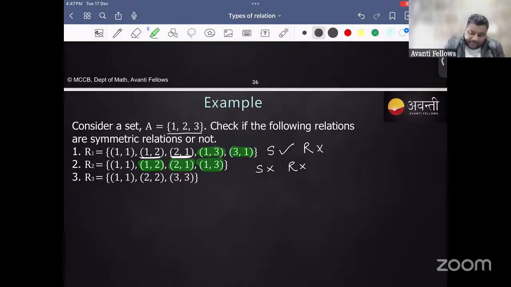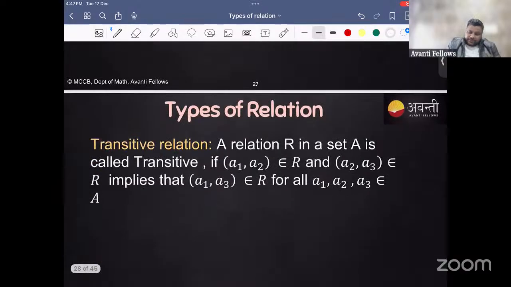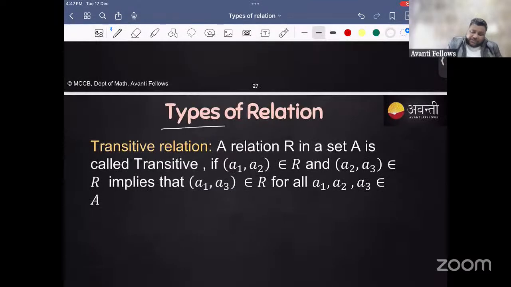Now come to R3. (1, 1), (2, 2), (3, 3) is here. So this relation, since there is no (1, 2), for which I have to find (2, 1), this is by default symmetric. And definitely it is reflexive also, because (1, 1), (2, 2), (3, 3) is here. Got it? So this relation is by default symmetric, and reflexive definitely it is. Clear?